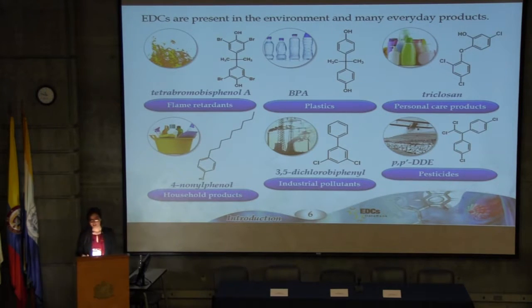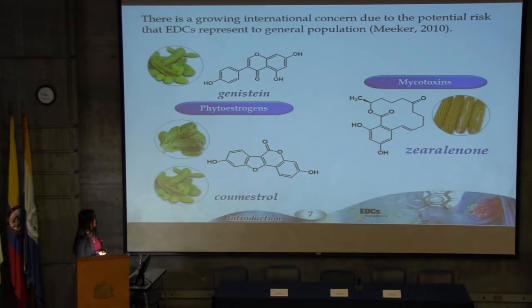This is very concerning as endocrine disruptors are virtually everywhere. We can find them in electronics, computers, textiles, as flame retardants, in plastics, in personal care products, in household products, industrial pollutants, and pesticides. They can also be found in natural products as phytoestrogens and mycoestrogens. Therefore, there is a growing international concern about the potential risk of those compounds to the health of the general population.